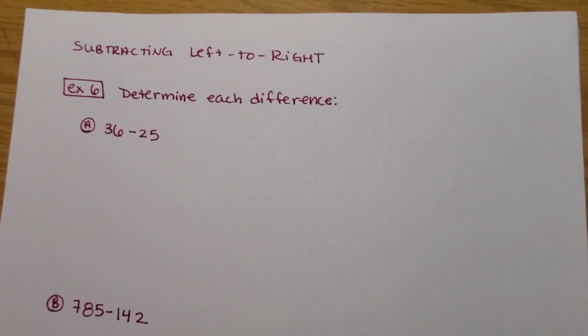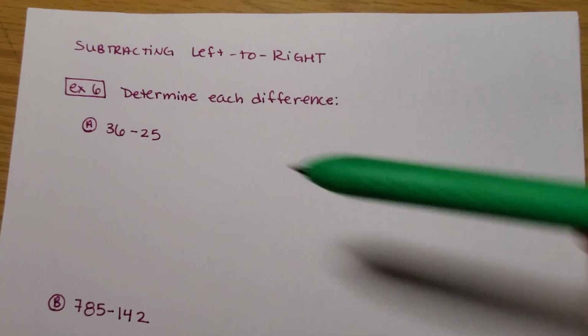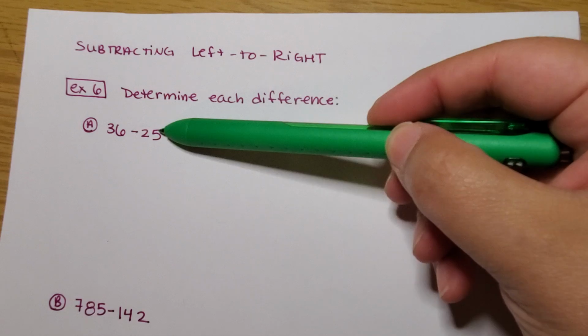Hello, my name is Professor Rad, and today we're going to talk about a method of subtraction called subtracting left to right. So let's just jump right in and find some differences, shall we? For this first example, we're going to subtract 36 minus 25.